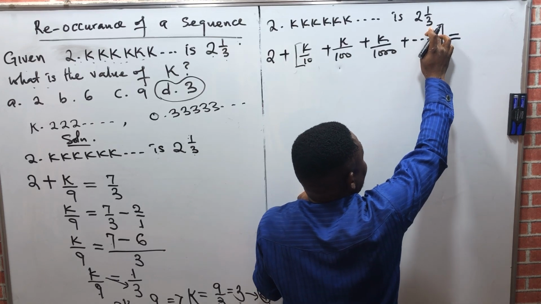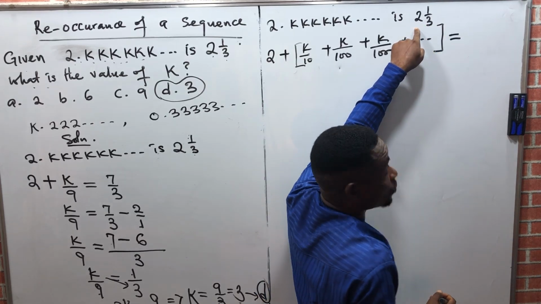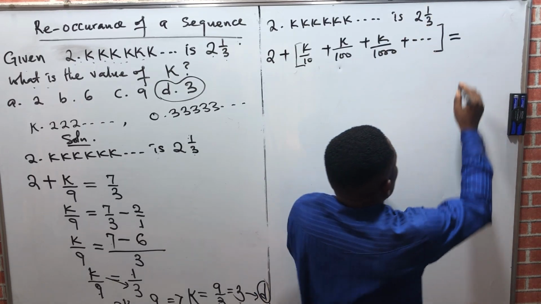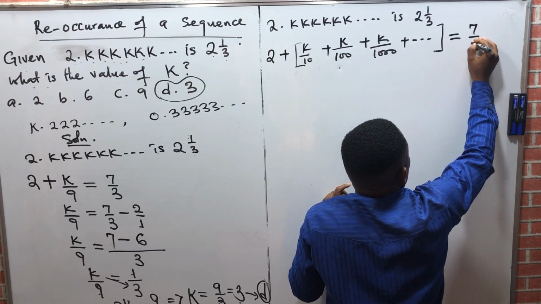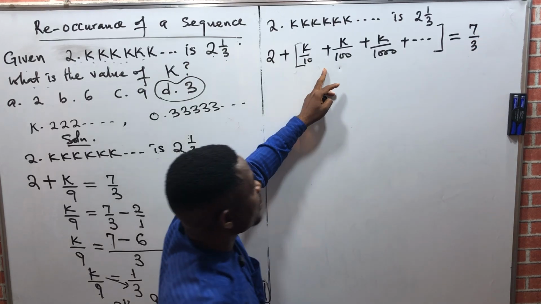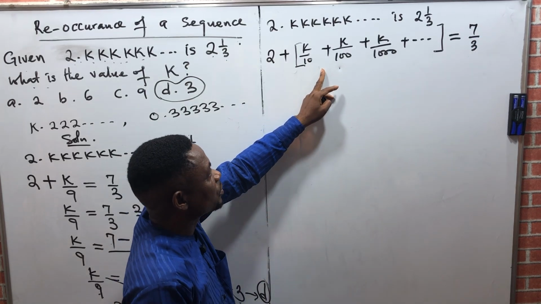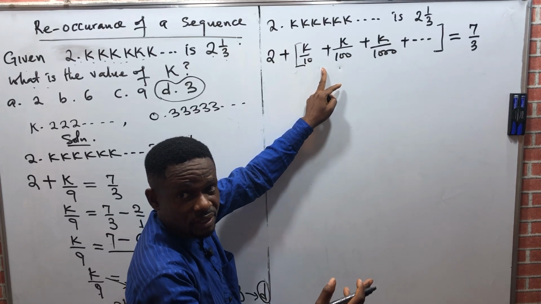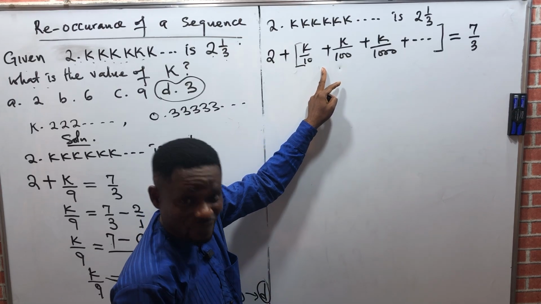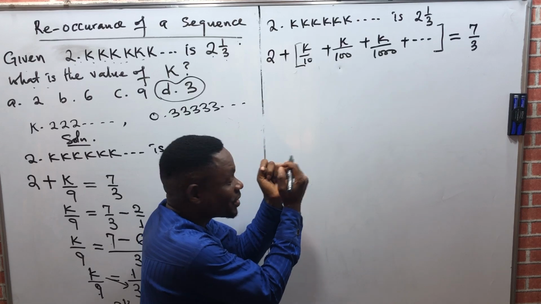Then it is now equal to, watch, convert this now. 3 times 2 is 6, and 6 plus 1 will give you 7 all over 3. If you observe this now, you find out that it is talking about the sum to infinity of a sequence. Sum to infinity of a sequence. What is the formula?